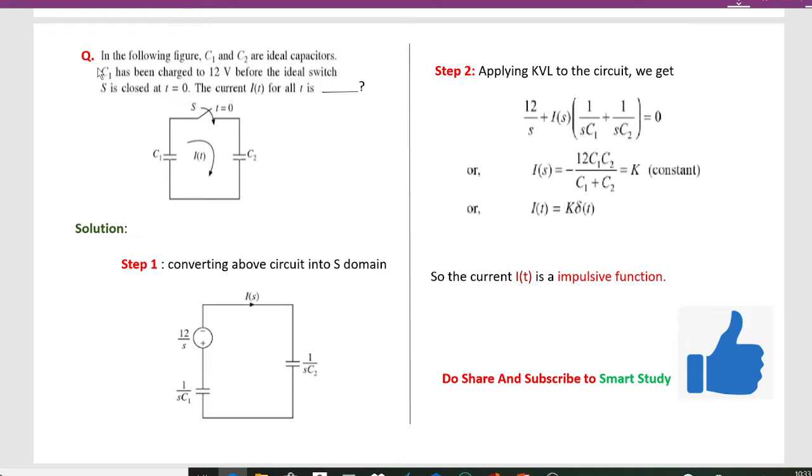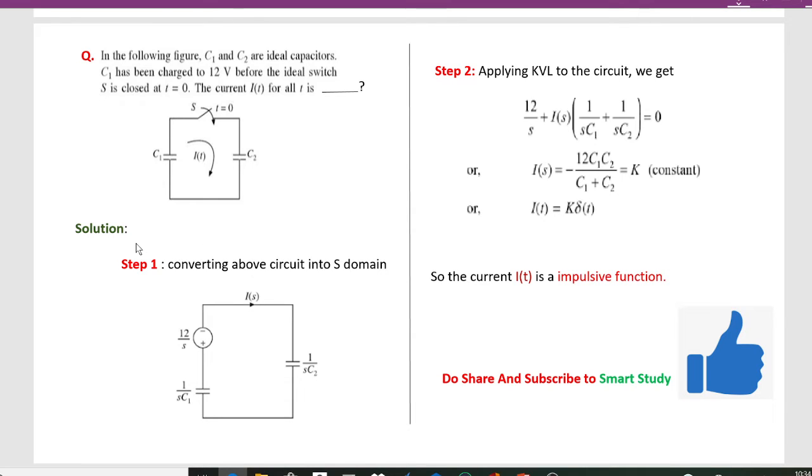So let's start. Here we have the question as in the following figure. Here C1 and C2 are ideal capacitors, and C1 has been charged to 12 volts before the ideal switch S is closed at t equals 0. So what is the current i(t) for t? Here we have been given one circuit diagram, and we have to calculate the current i(t) for all t.